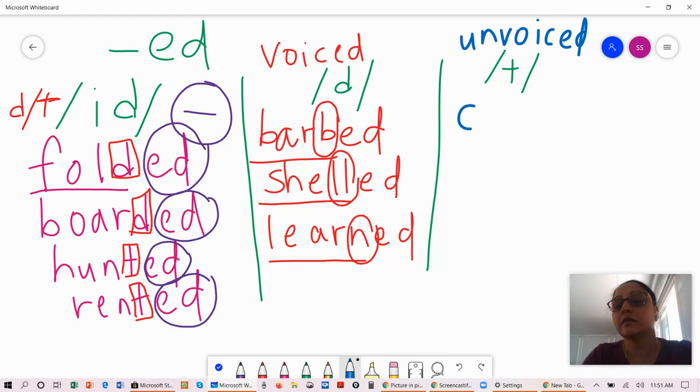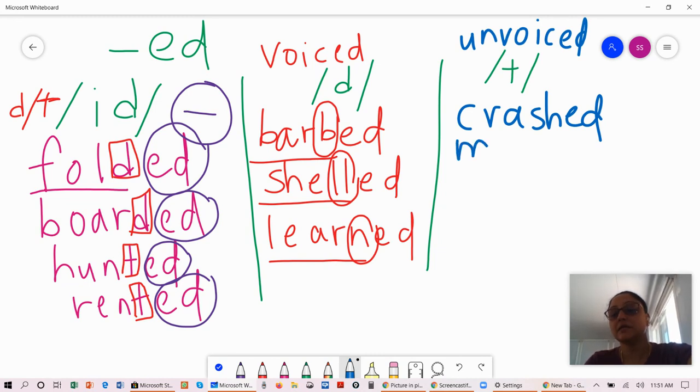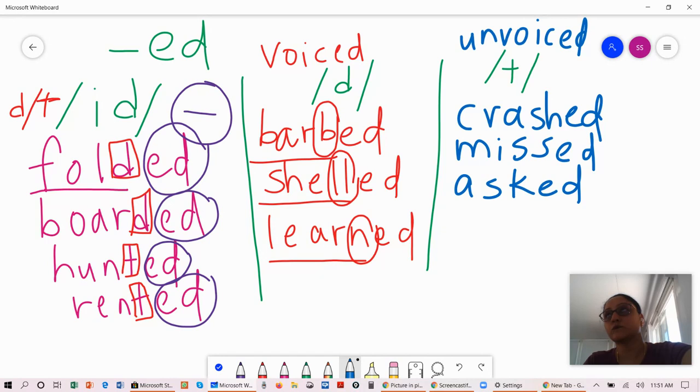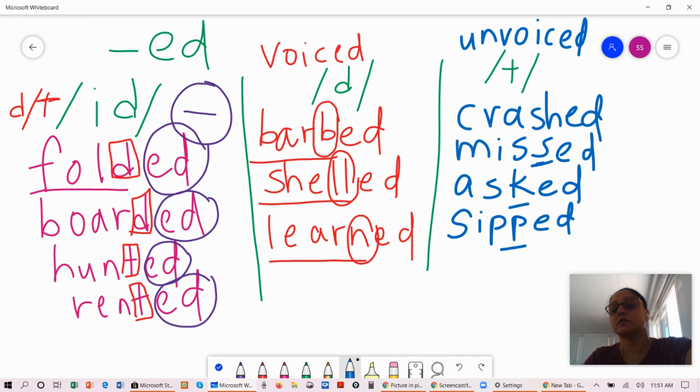For example, crashed, missed, asked, sipped. So these are all words, as you can see, where the ending sounds are unvoiced. So this is how I teach the three sounds of ed.